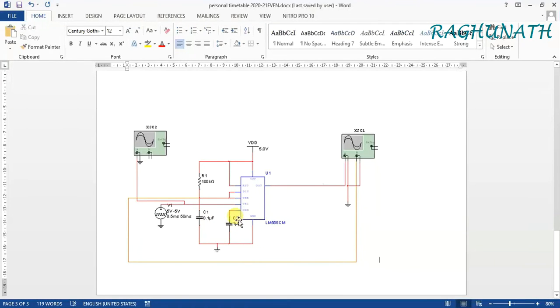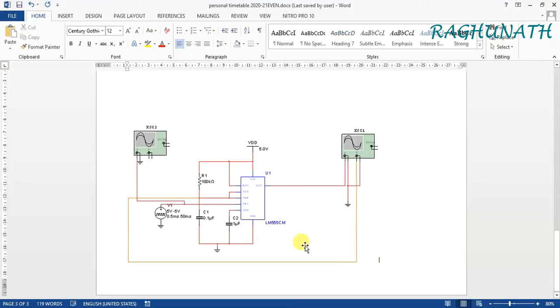use 0.01, and we require one negative going pulse, and two signal generators or two oscilloscopes are required to see the output voltage, then the capacitor voltage, and the pulse voltage. So this is the oscilloscope used to see the pulse voltage, and this is used to see the output voltage at pin number 3 and pin number 6, that is the capacitor voltage. So I will place one 555 timer, one resistor, two capacitors, and one pulse voltage and two oscilloscopes.